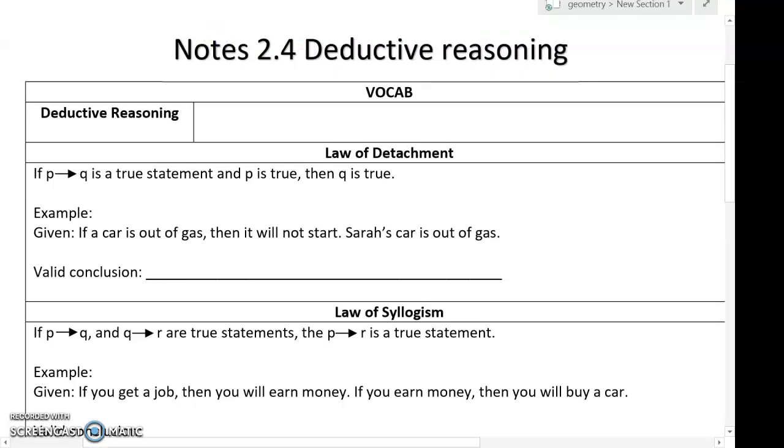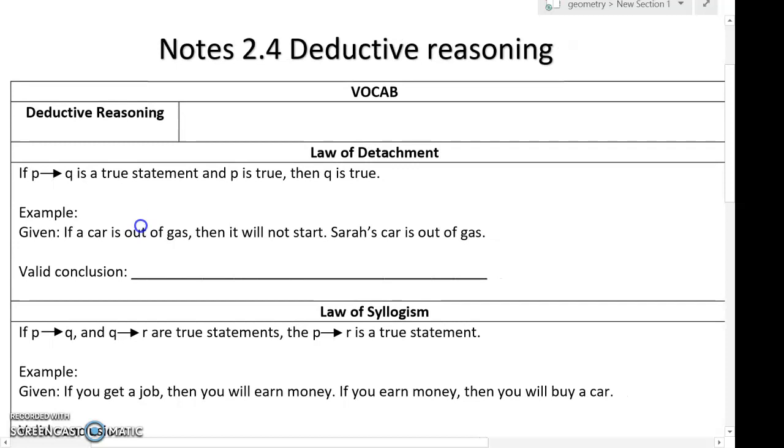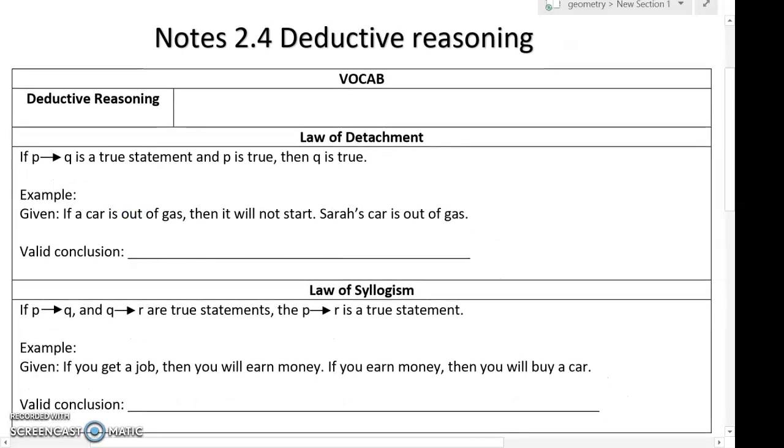So today we're going to cover deductive reasoning. So a little bit of vocab there. Deductive reasoning is going to be drawing a conclusion based on known facts. And we're going to learn a couple of different ways to do that.